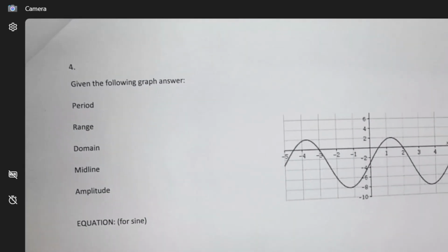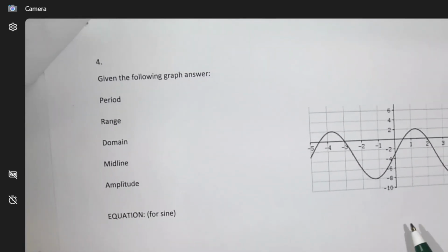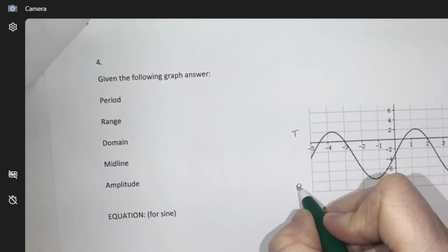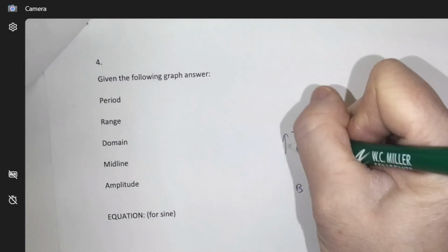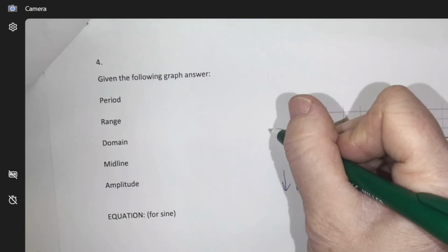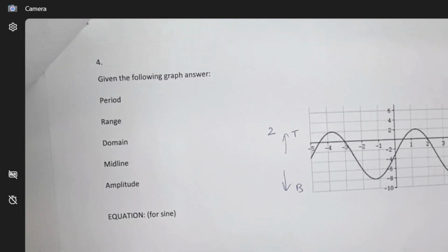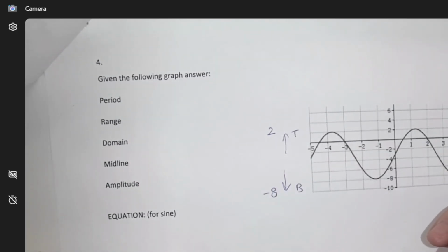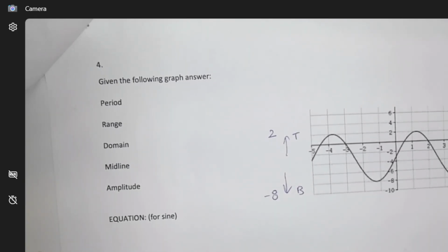Okay, I want you to do a bunch of stuff to this graph. So first of all, let's do our little analyzing. Okay, so it looks like I have 2 on the top. I have a -8 on the bottom, which means the middle is going to be, what's the middle going to be? Halfway in there. -3.